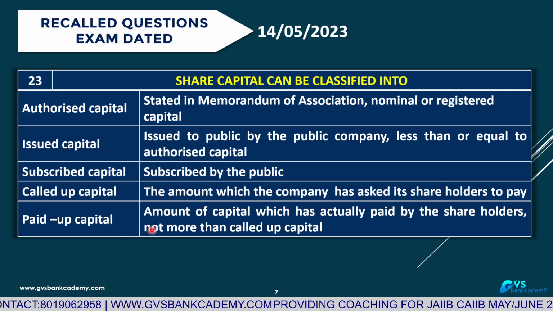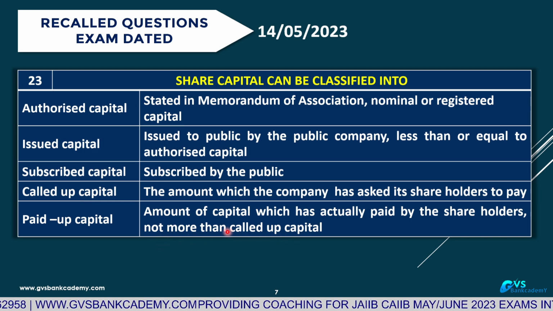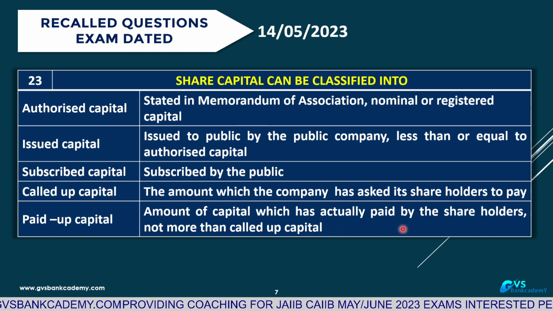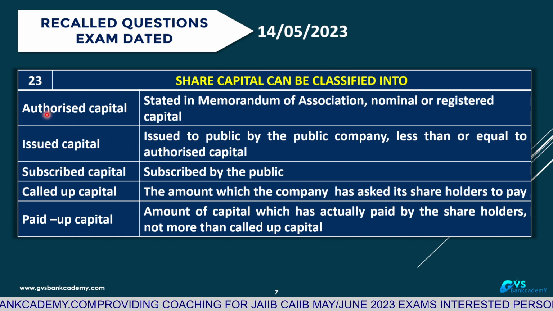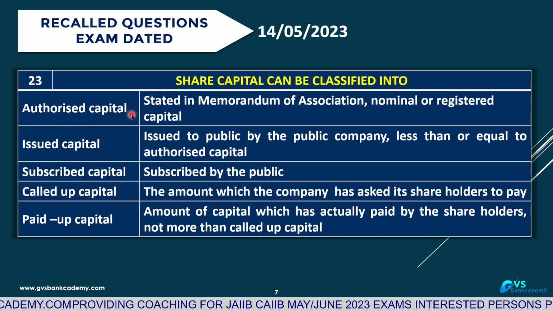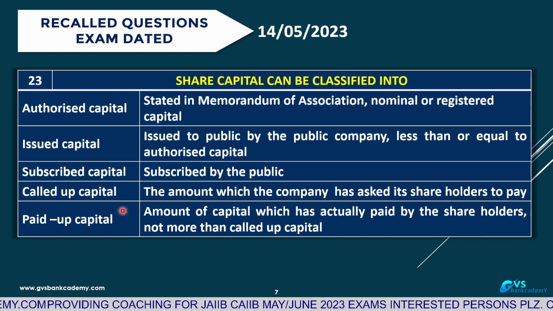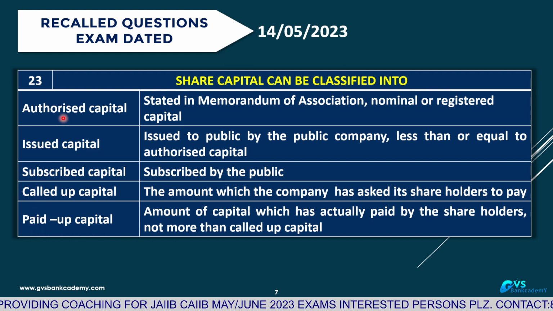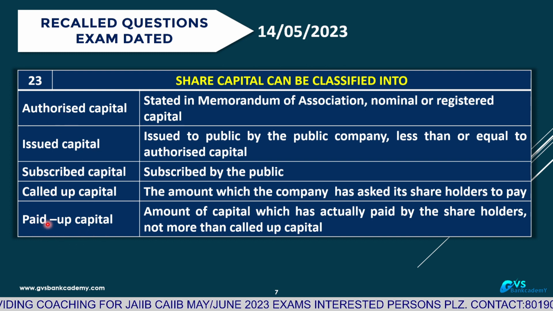So paid up capital is the amount of capital which has actually been paid by the shareholders out of called up capital. This cannot be more than called up capital. Authorized capital is the highest amount of the capital, and paid up capital is the lowest. The company cannot go beyond the authorized capital. For all purposes in financial accounting, for all the calculations and all accounts in companies, we take only paid up capital into consideration.